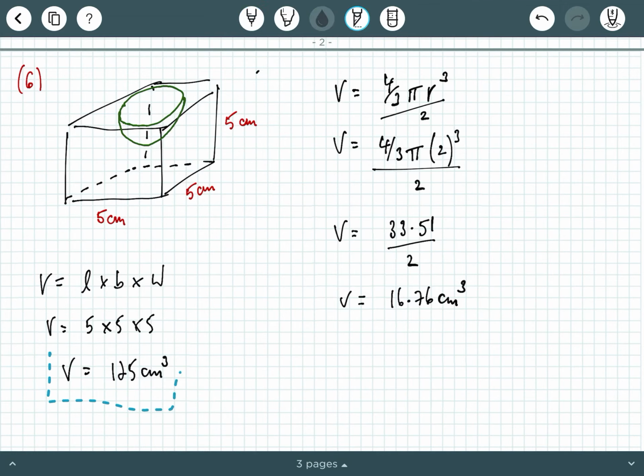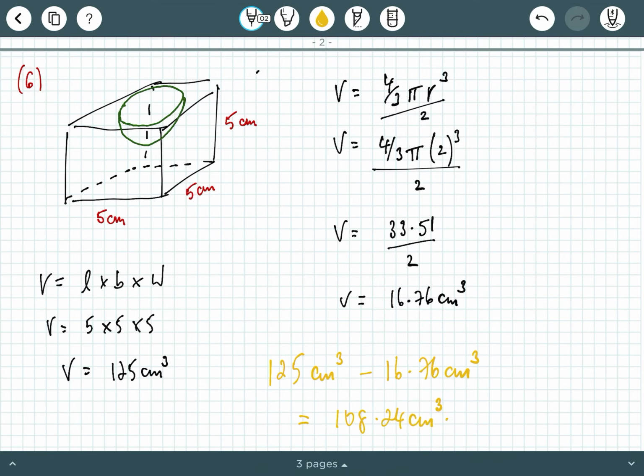So what do I have? I've got the volume of the cube, and I've got the volume of the hemisphere. We're going to take the volume of the hemisphere out of the cube, so we're going to subtract them. Down here, I'll do it in a different color pen, yellow. So 125 centimeters cubed minus the 16.76 centimeters cubed will give me the volume of the resulting shape that's left over. When you do that math, it works out to be 108.24 centimeters cubed. That is the volume of the shape that's left over, all right, Keen.